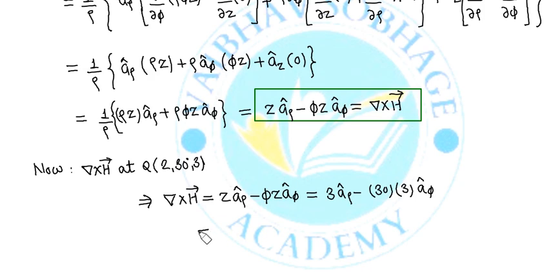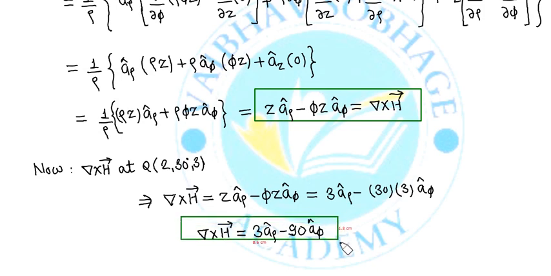So we have del cross H at the given point Q, which has this value: 3 a rho cap minus, sorry, not 30, it should be 90. 30 into 3, that is 90, 90 a phi cap. So this is our final answer for this numerical.